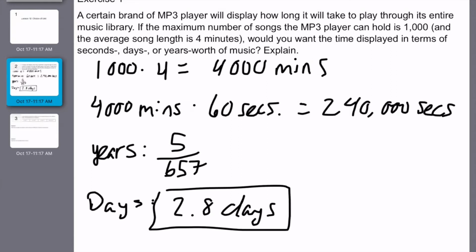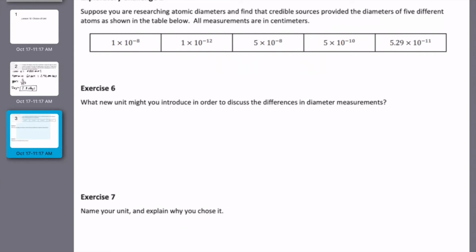So now that we kind of have a feel of ideally what we're trying to do, let's take this and try to do this with scientific notation, because eventually we're going to need to change our numbers that we have to fit what our new unit is going to be. So, suppose you are researching atomic diameters and find that credible sources provided the diameters of 5 different atoms shown in the table below. All measurements are in centimeters. That's good to know. Thank you.